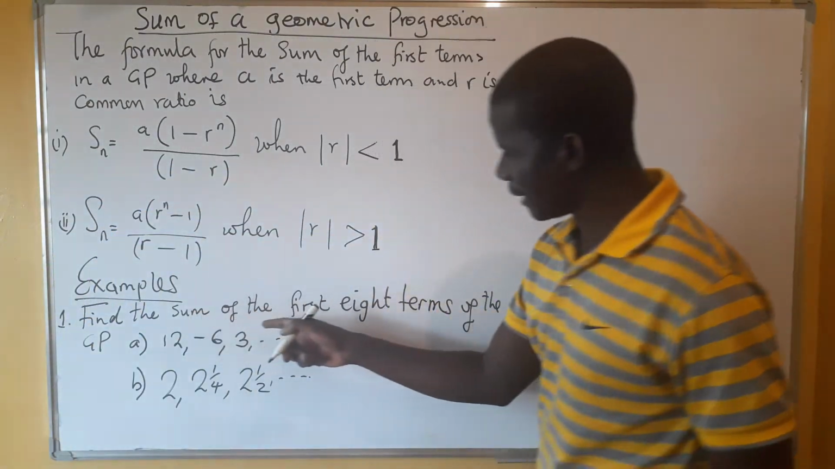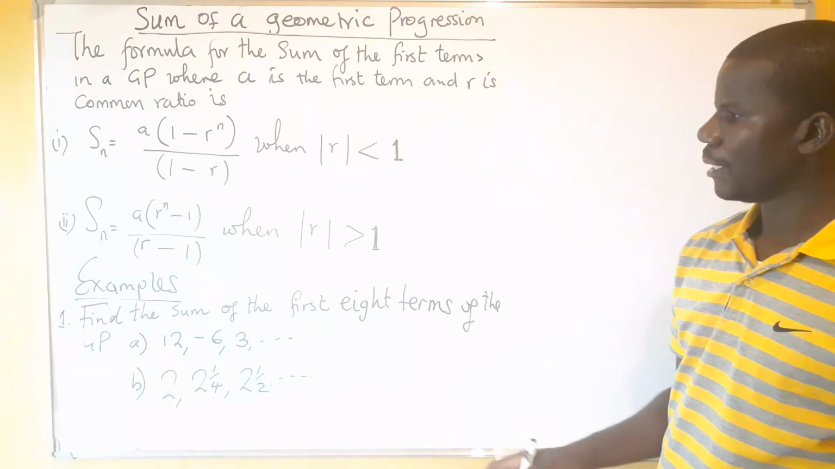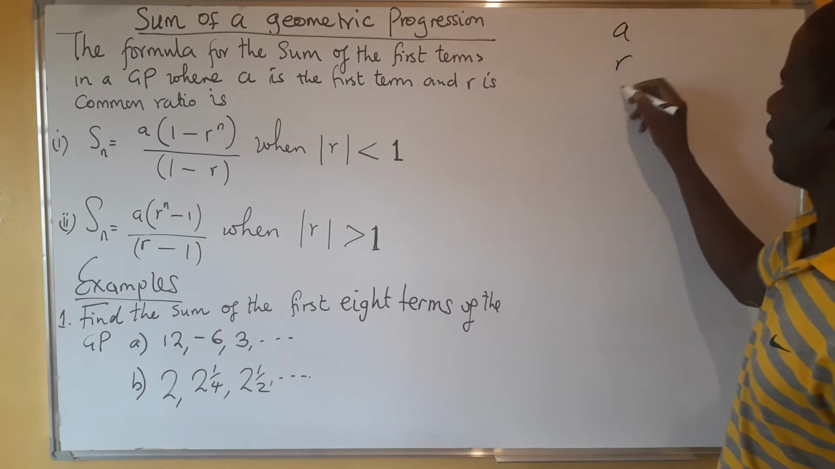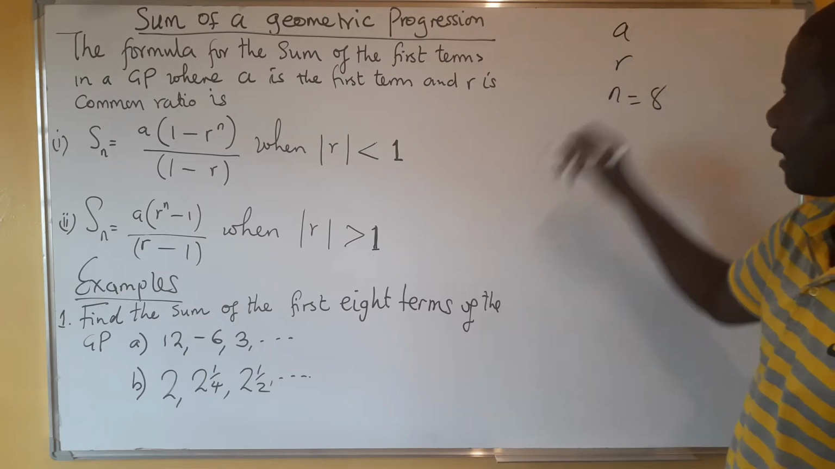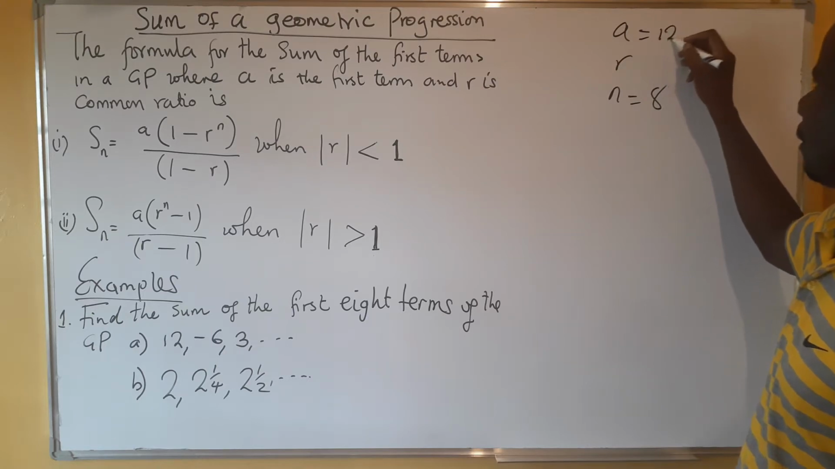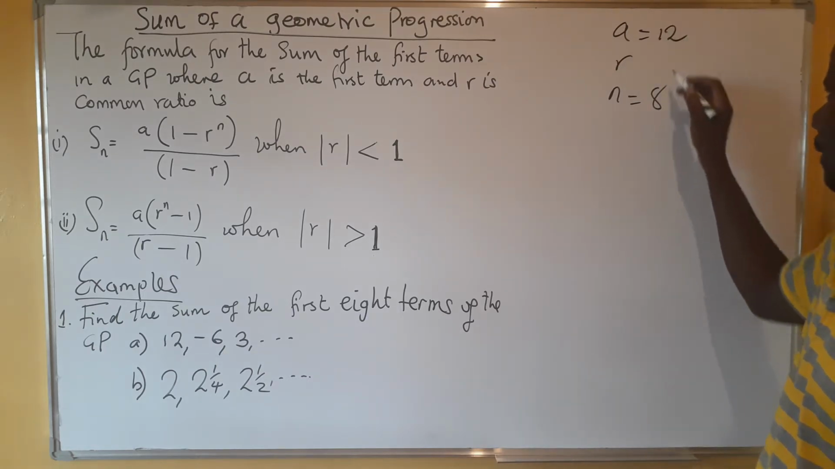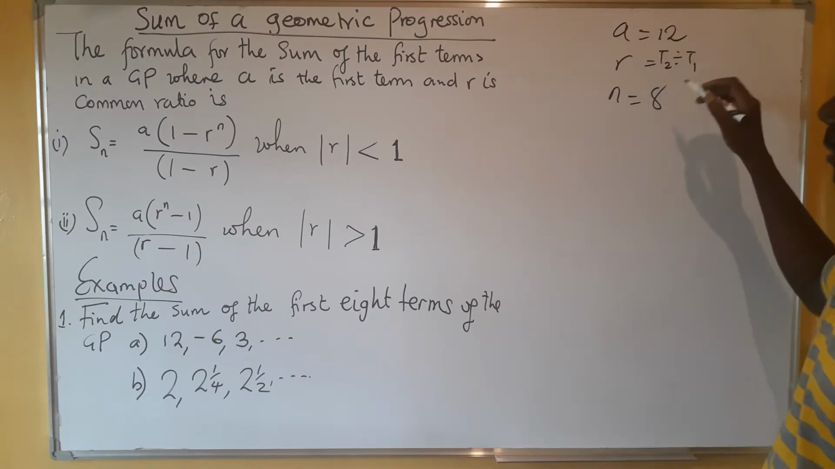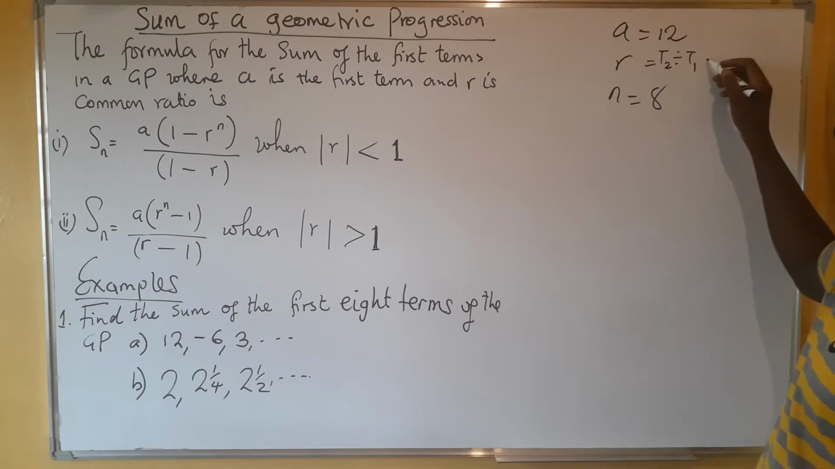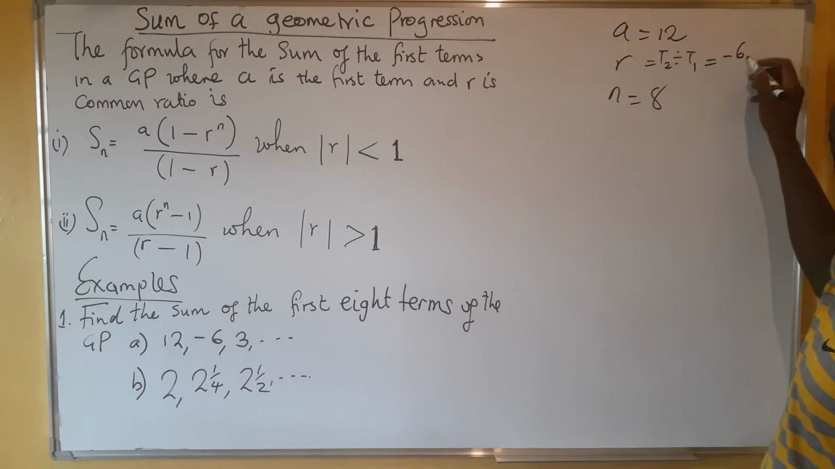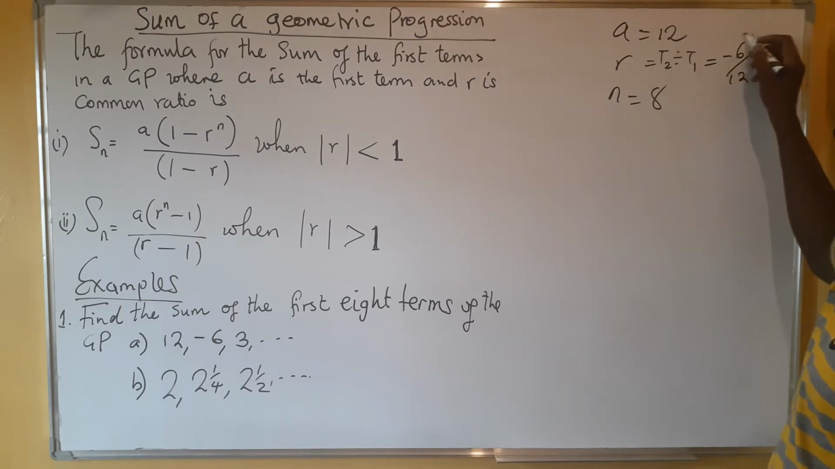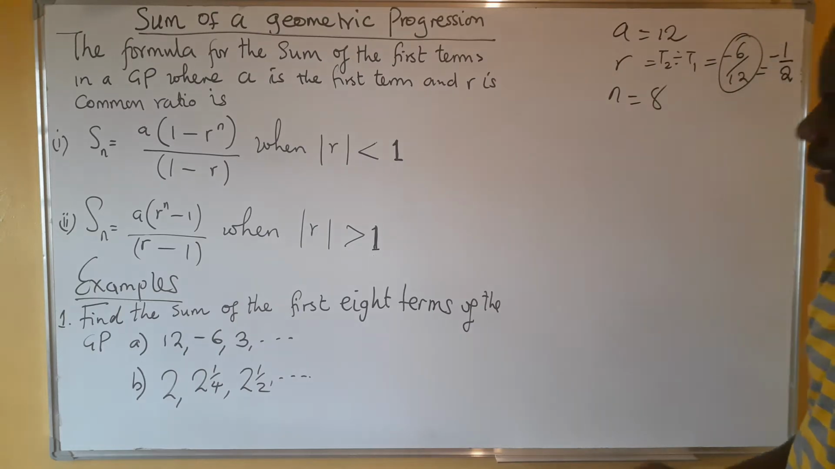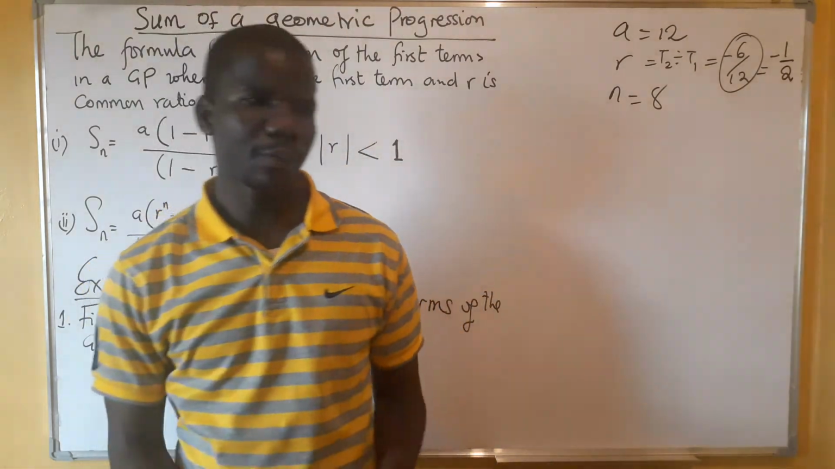We want to find the sum of the first 8 terms of the GP. Now, when you look at the formulas, we've got A, R, and N. N is 8. A is the first term, which is 12. R is the common ratio, which we are supposed to work out. It's T2, the second term, divided by the first term: negative 6 divided by 12. This is going to simplify to negative 1 over 2.